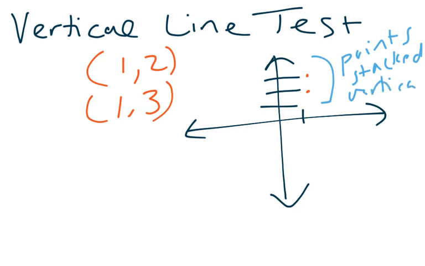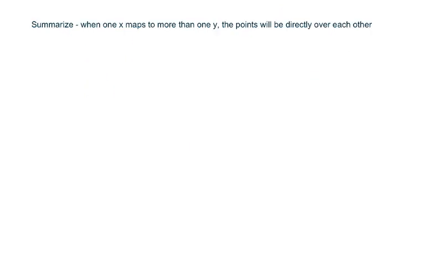Points stacked vertically. That means like one right above each other. So if you have something that is not a function, you can spot that by doing what's called the vertical line test, where you would look to see if at any point on the graph you had 2 points that were stacked over each other. If you do, we talk about that as we fail the vertical line test and we know that something is not a function. And there's our little summary of it.